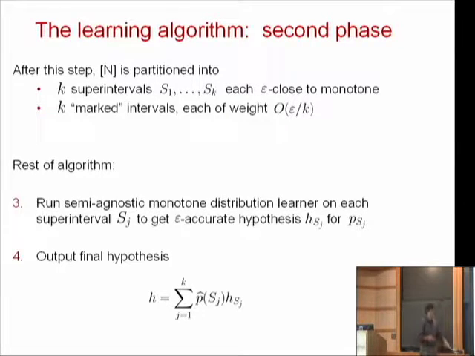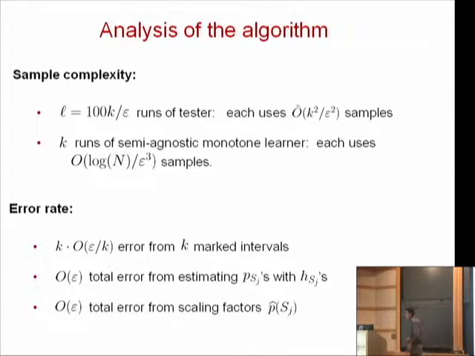OK? So the rest of the algorithm is exactly what you'd think. We run this semi-agnostic monotone distribution learner on each super interval. We get a good hypothesis on each super interval, and then we just combine all the final hypotheses over the super intervals with the empirical weights. So again, we don't even try to get it right on the marked intervals. So that's it. It doesn't cost us too much.